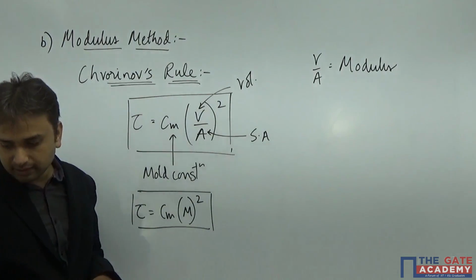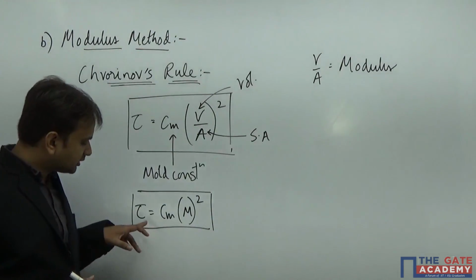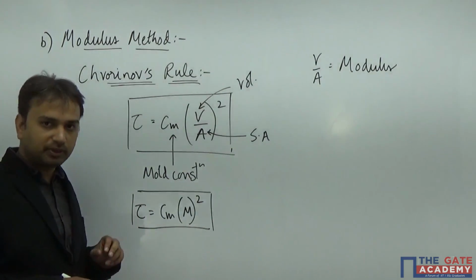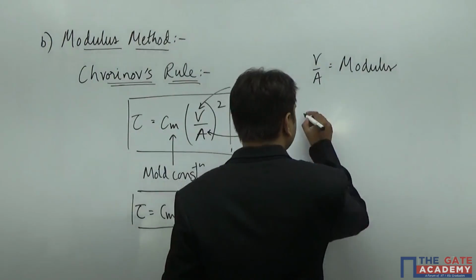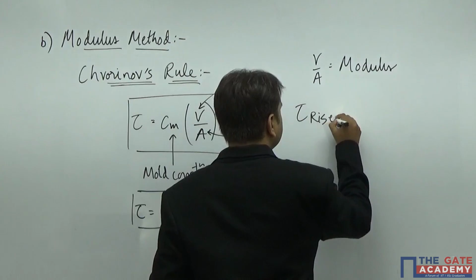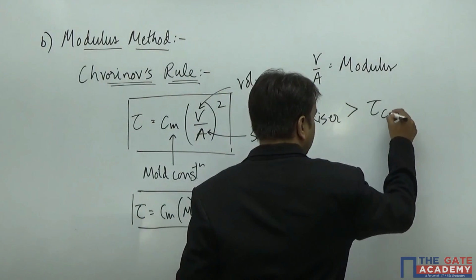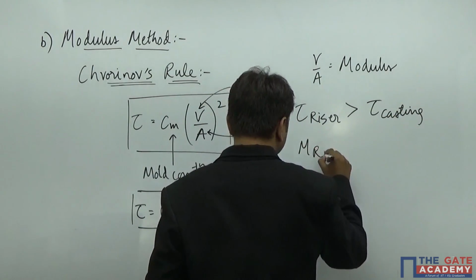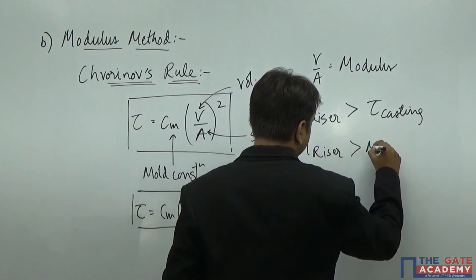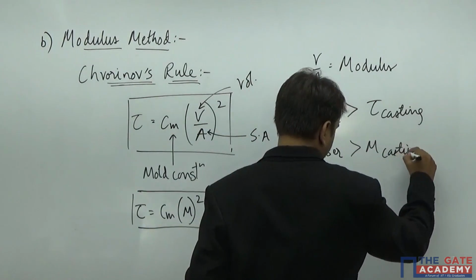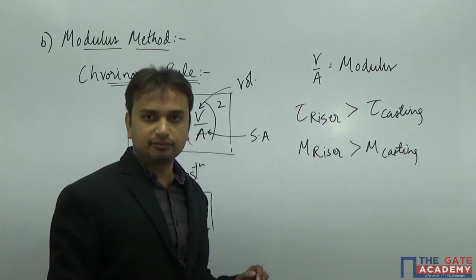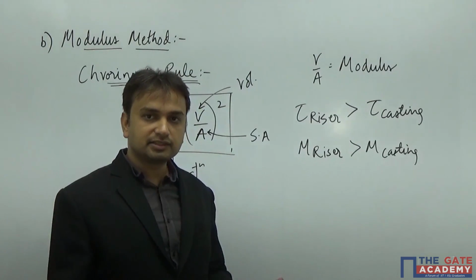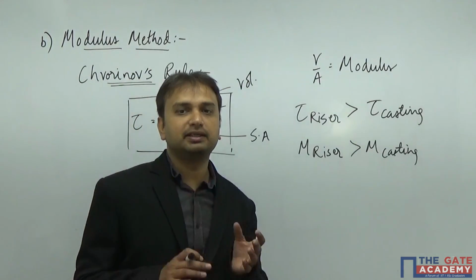Right? So obviously, what do you think? The total solidification time of the riser should be higher than that of the casting if they are to be compared. Obviously, the solidification time of the riser has to be higher than that of the casting. That means the modulus of the riser has to be higher than the modulus of the casting. Okay, fine. Understood, isn't it? Modulus of riser is higher than modulus of casting. But how much higher is the question, isn't it? You are simply telling me it has to be higher.